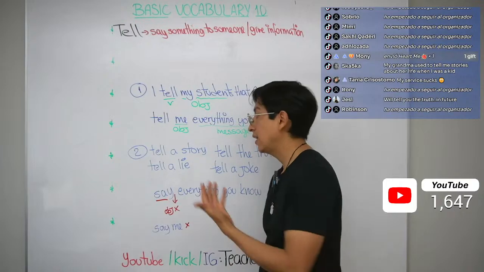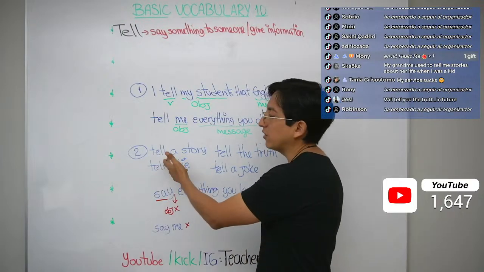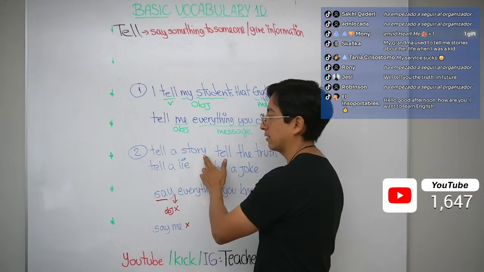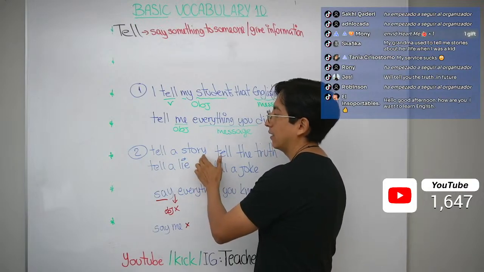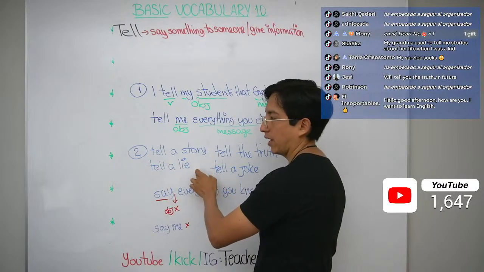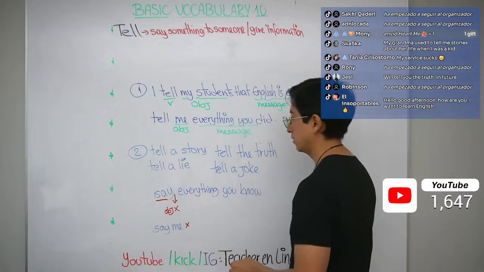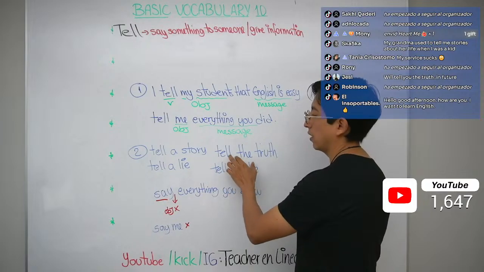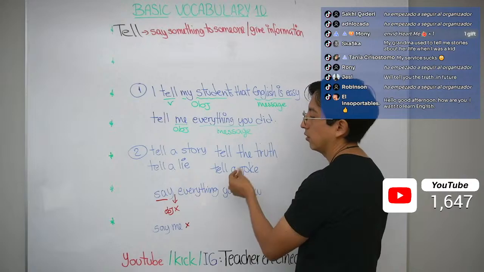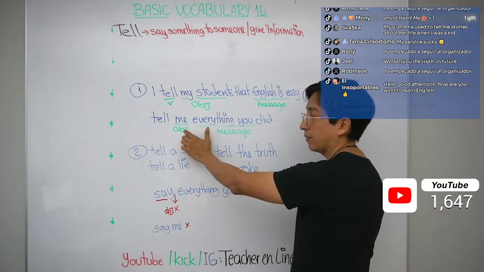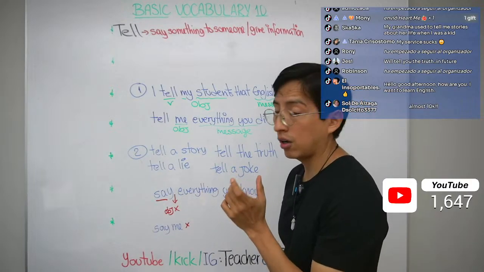Okay? Maybe you can say, I always tell my kids a story during bedtime. Okay? I've never told a lie. I've never said something incorrect or something that wasn't true. I tell my parents the truth, or I tell my family a joke. Okay, so remember to always use this object.